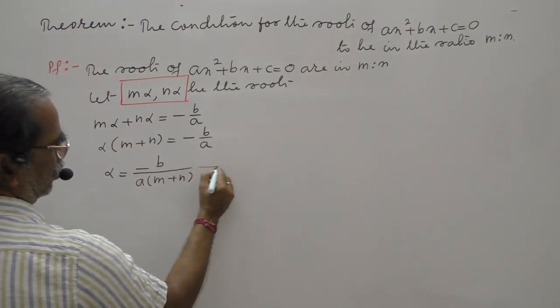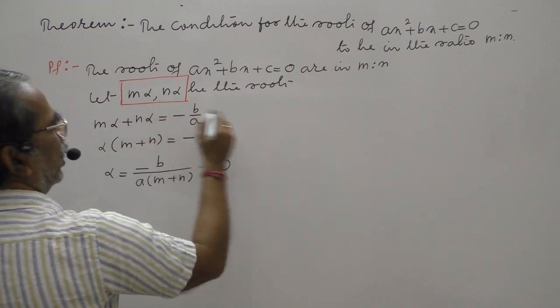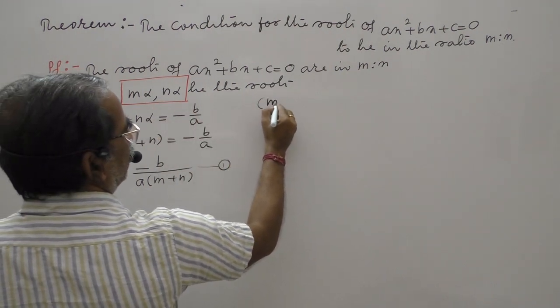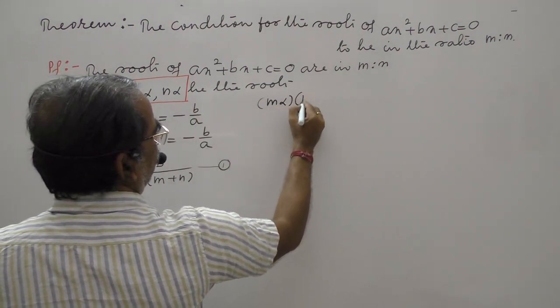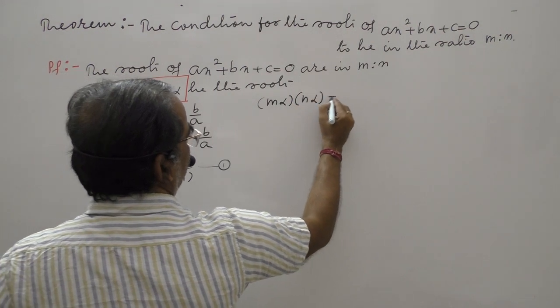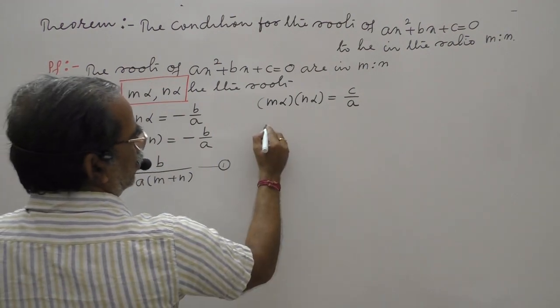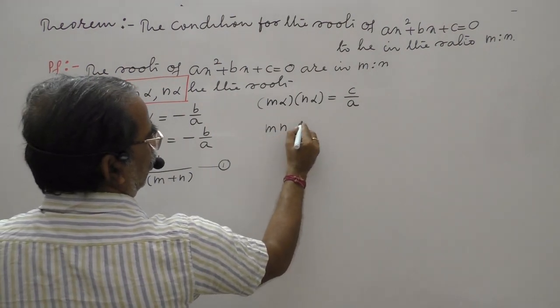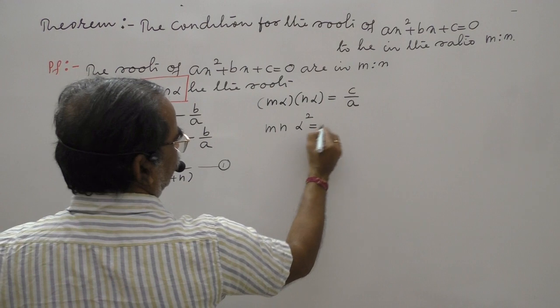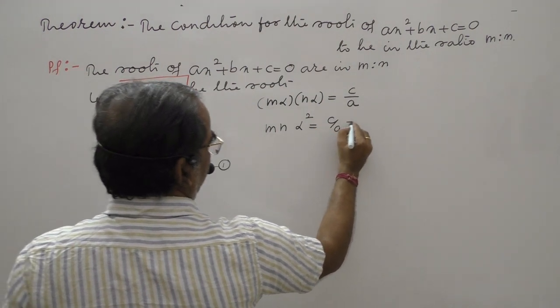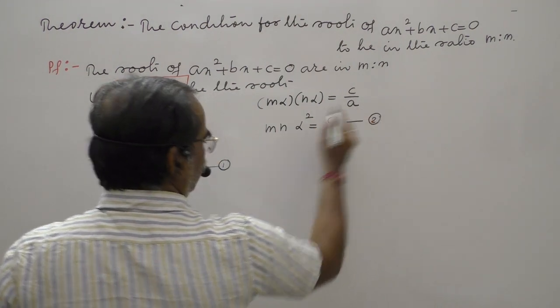Sum of the roots. Next I will also write product of the roots. These are the roots here, m alpha, n alpha. What is the product of the roots? C by a. We know this. So what is this? Mn into alpha square. This is C by A, equation number 2.